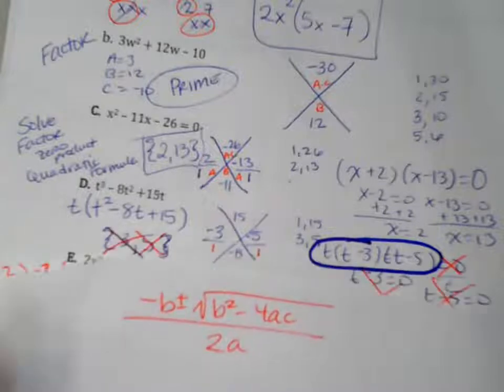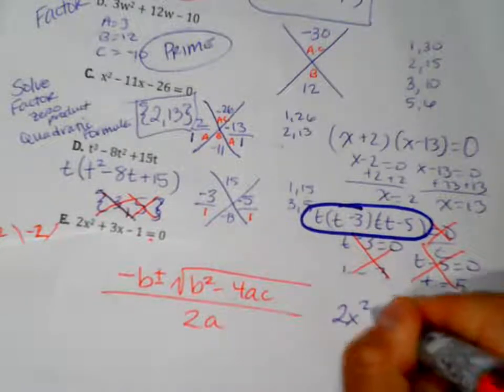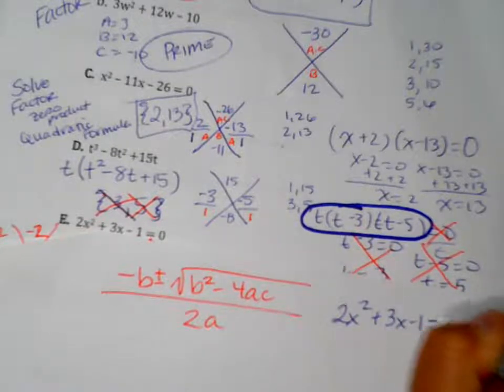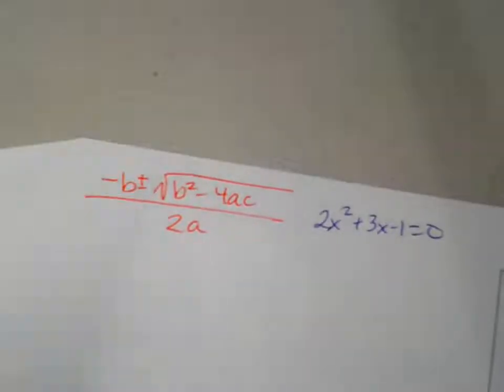But there's our quadratic formula, and our trinomial is 2x squared plus 3x minus 1 equals 0. Okay, so let's plug in. Let me get rid of some of this so you guys have a cleaner way to look at this.